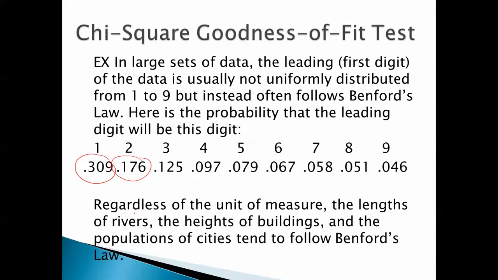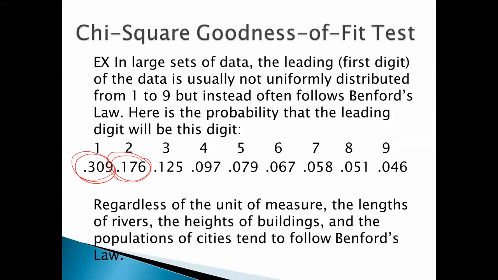to the expected outcomes. For example, in large sets of data, the leading digit, the first digit of the data, is usually not uniformly distributed from 1 to 9, but instead often follows Benford's law. Here is the probability that the leading digit will be this digit. The probability, if you have this set of data, that the leading digit is 1 is 0.309. The probability that the leading digit is 2 is 0.176, etc.